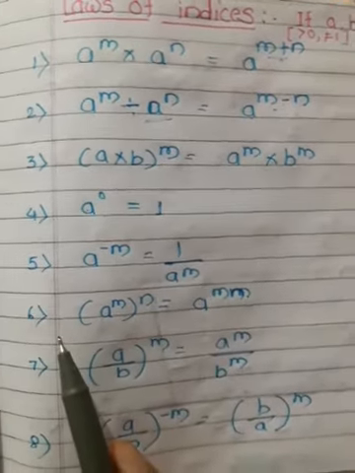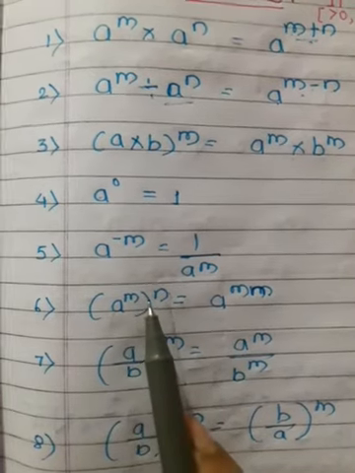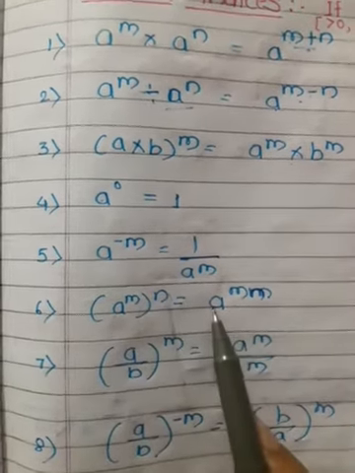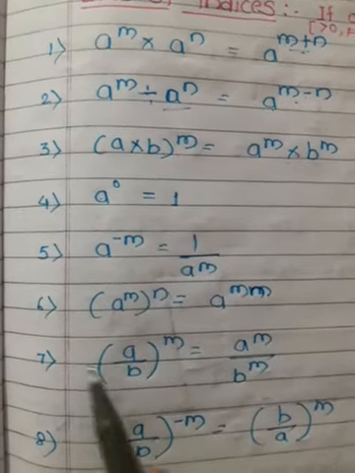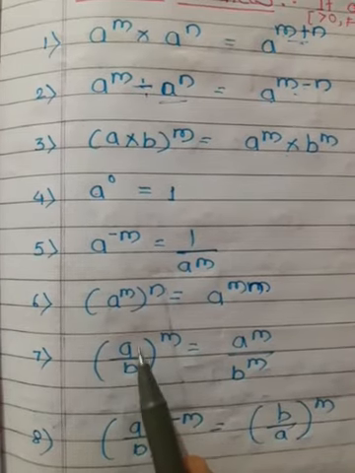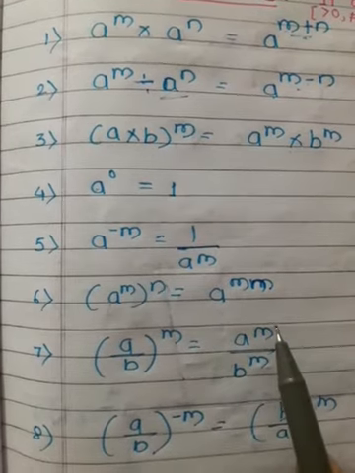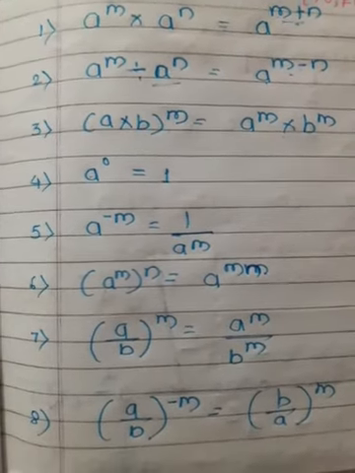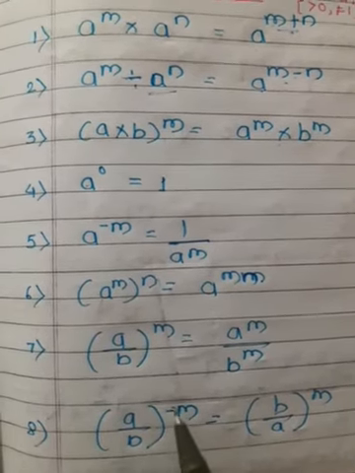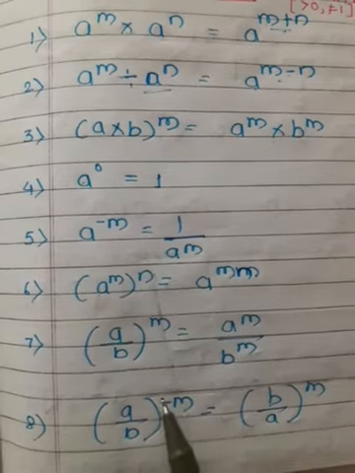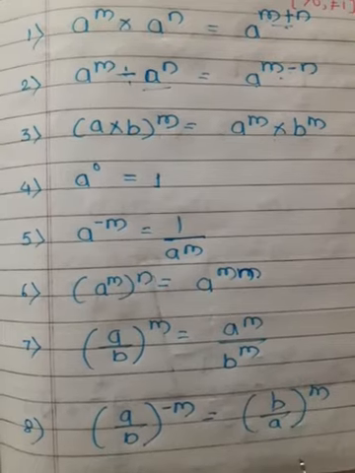Then the fifth, A raised to minus M, this is the negative power, is equal to 1 upon A raised to M. Then the sixth law, bracket A raised to M bracket close, raised to N, is equal to A raised to M into N, the multiplication of these two indices. Seventh, bracket A upon B bracket close raised to M is equal to A raised to M upon B raised to M. And the last law is bracket A upon B bracket raised to minus M is equal to B upon A bracket raised to M.